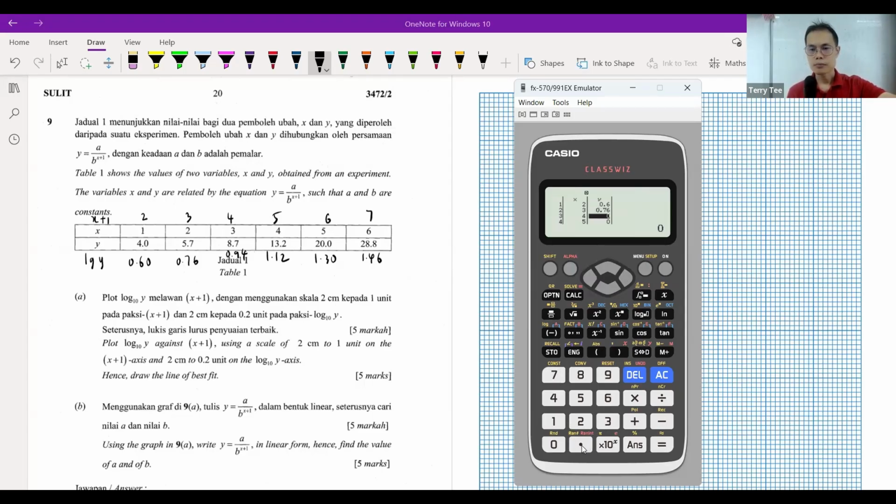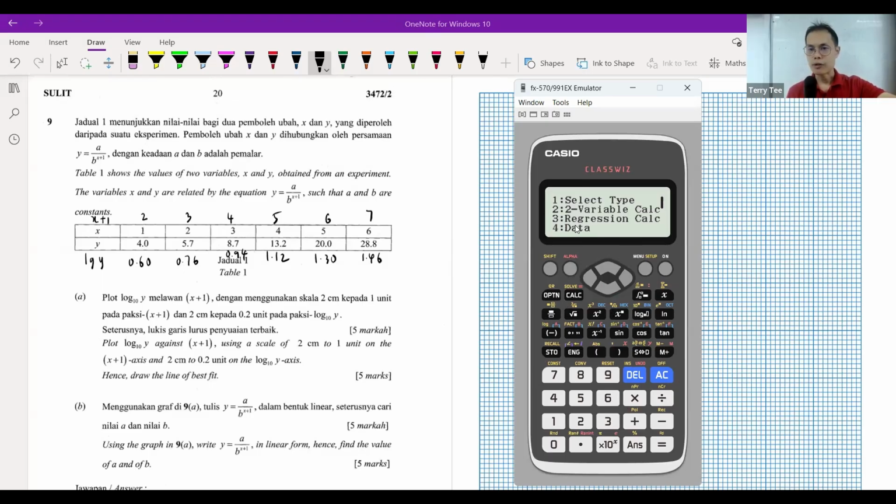Okay, next 0.94, 1.12, 1.30, 1.46. Okay, so we calculate everything, key in everything, right? Double check: 0.6, 0.76, 0.94, 1.12, 1.30. Yeah, it's correct. So go AC, press OPTN for option.